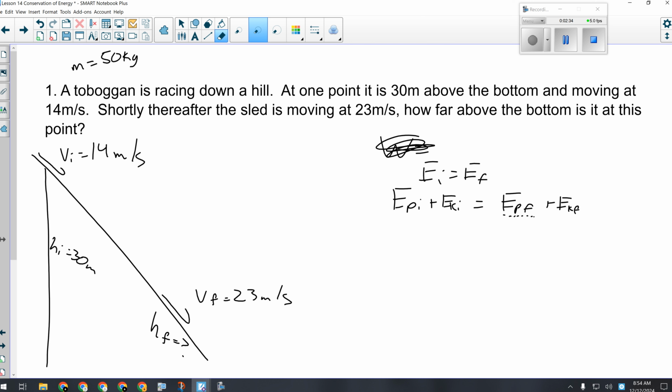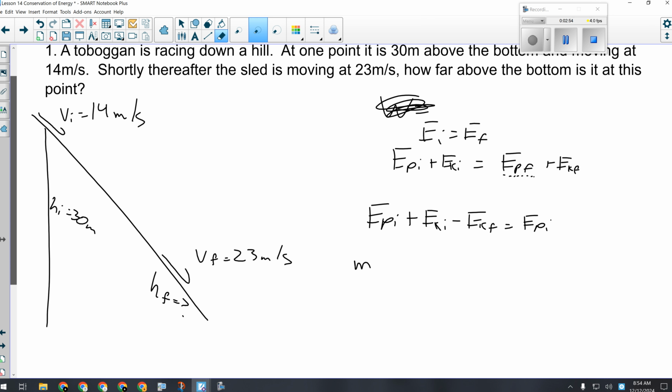So what do I have to do to get EP final by itself? Subtract EK final over to the other side. So I've got EP initial plus EK initial minus EK final equals EP final. Now I can put in all my formulas. That'll be M times G times H initial plus 1/2 M V initial squared minus 1/2 M V final squared equals M times G times H final. So all I've done is put in the formula for each one of those terms.